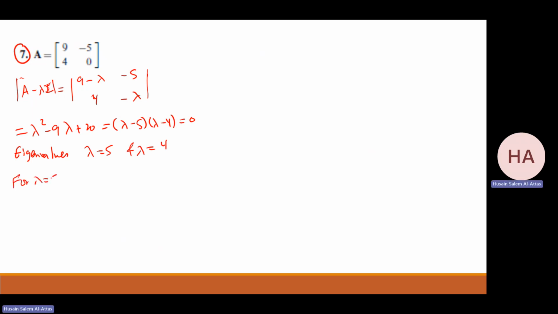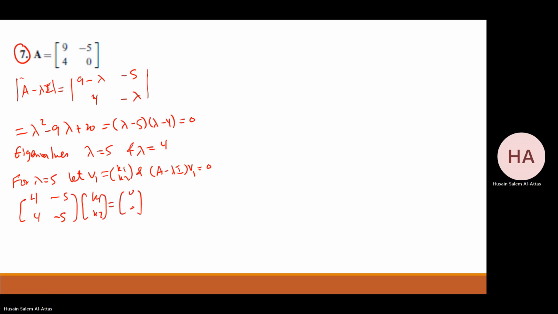So for lambda equal 5, let V1 equal K1, K2, and solve this. A minus lambda I, V1 equals 0. Well, lambda is 5. So I have what? 9 minus 5, that would be 4. Minus 5. 4 minus 5 times K1, K2 equals 0, 0. So I have what kind of equations? 4K1 minus 5K2 equals 0. And the same thing here.